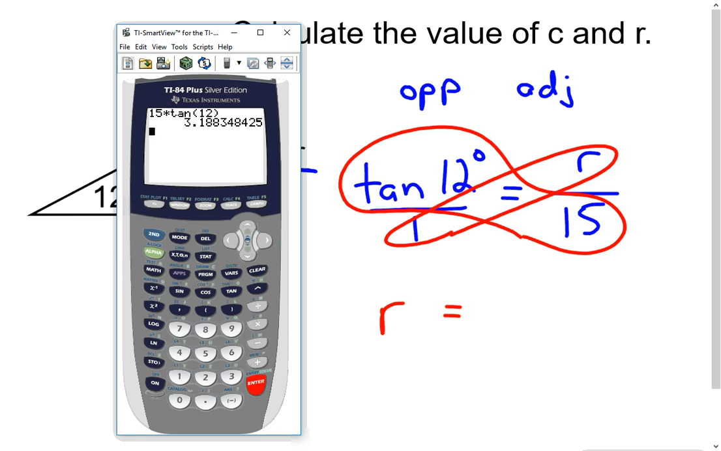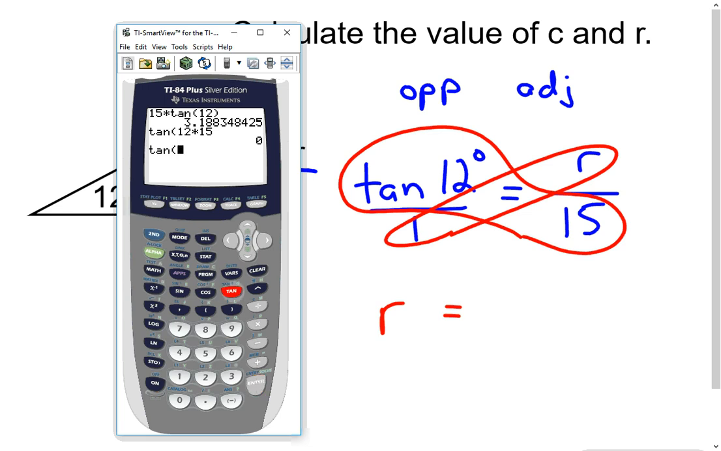Because if I were to start with the tangent 12, and then I have to multiply by the 15, right? But if I push times 15, my calculator's not going to know what I'm thinking. So when I do it like this, the calculator's first going to multiply the 12 and the 15 together, and then it's going to take tangent of that. So when I multiply it, I get the wrong answer.